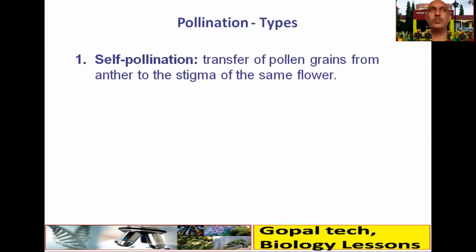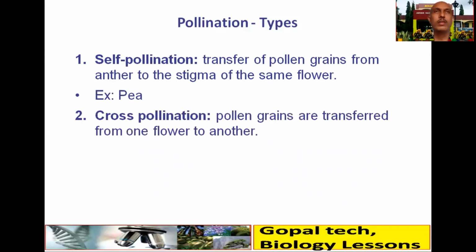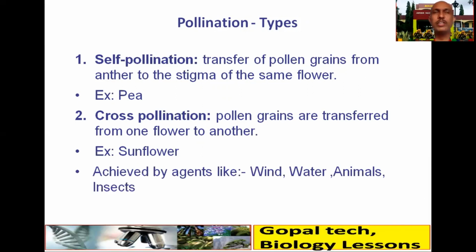Self pollination, transfer of pollen grains from anther to the stigma of the same flower. Best example is pea plant. Cross pollination, pollen grains are transferred from one flower to another flower of same species. Example, sunflower le lo, hibiscus le lo. So to achieve cross pollination, agents are required. So wind may be agent, wind carries pollen grains, water pollinated flowers, animal pollinated flowers, insect pollinated flowers. So they use one Latin word, philly: entomophily, anemophily, hydrophily.